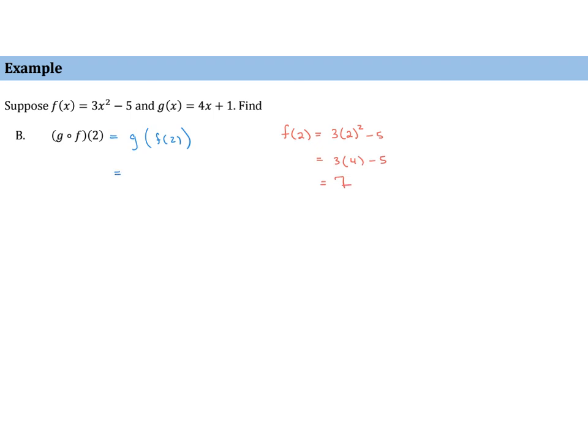Now let's put in, for f of 2 then, 7. That f of 2 yielded 7, and now we can find g of 7. So g says take 4 times that input and add 1, but our input was 7. So this yields for us 28 plus 1, which is 29.